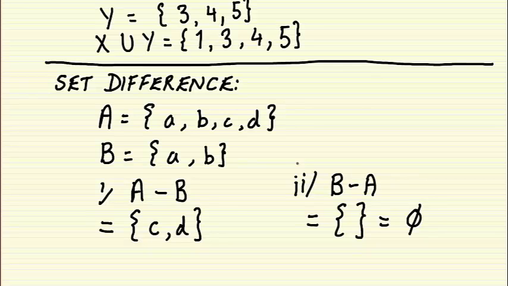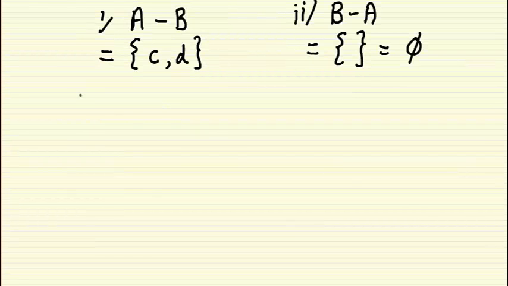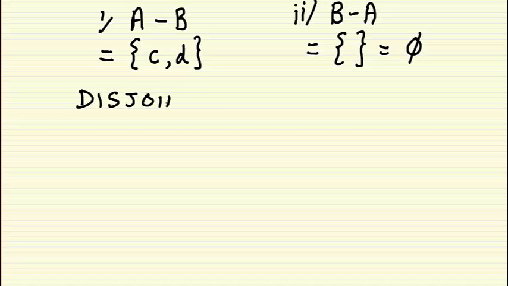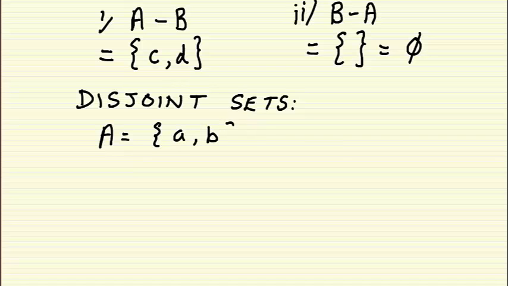Okay, so let's move on then and have a quick look at the idea of disjoint sets that we encountered. So recall, two sets are said to be disjoint if they have no elements in common. So let's take two sets then. A equals the set with elements a and b, and B is the set with elements 1, 2, and a.